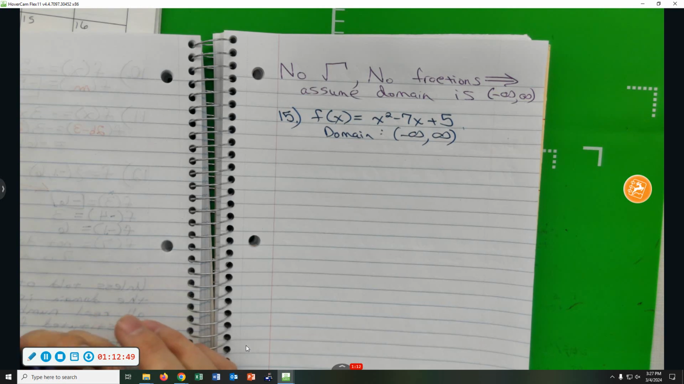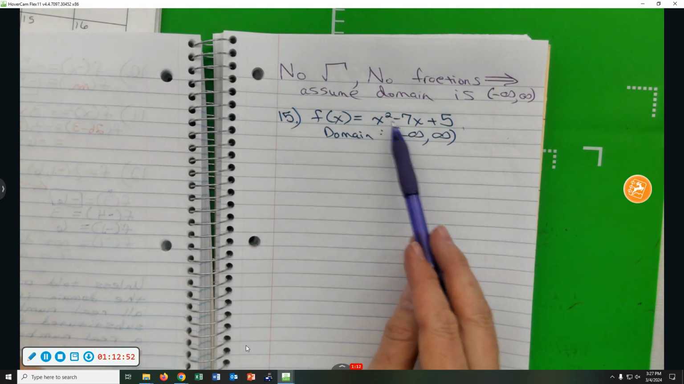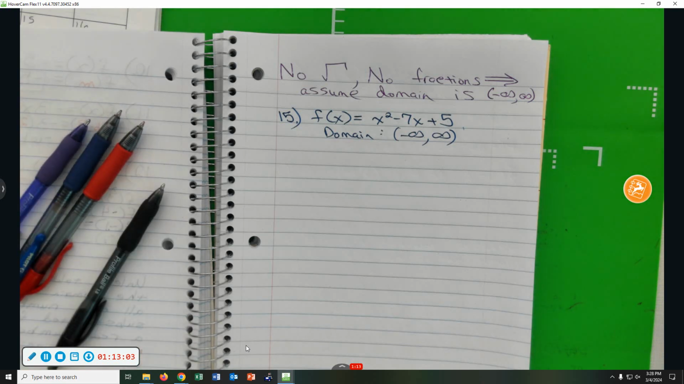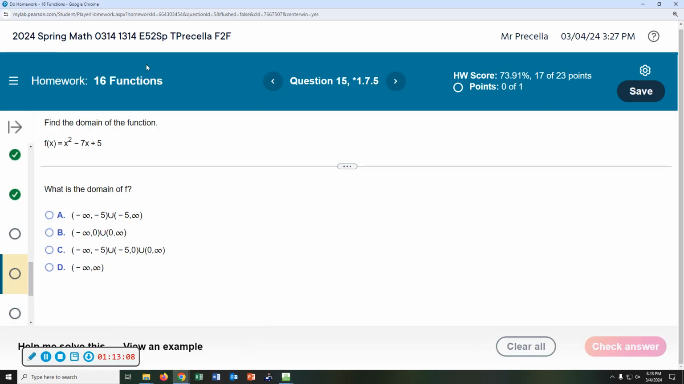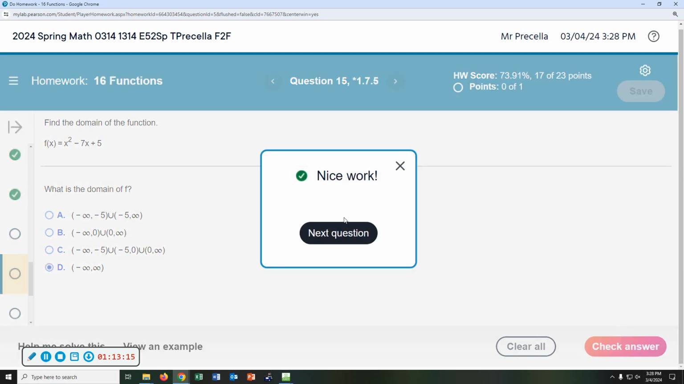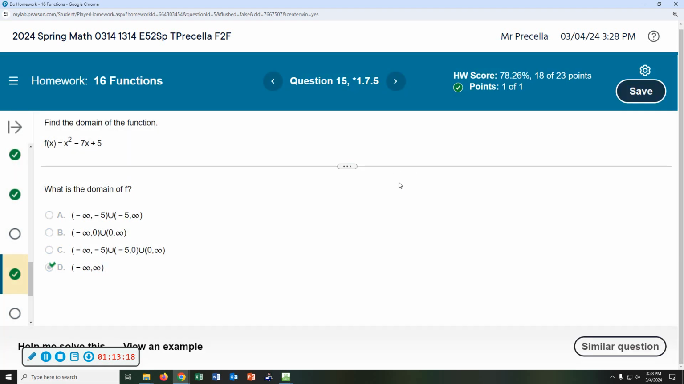Any questions there? Functions of this nature, well, that's a trinomial, but in general, we refer to those as polynomial functions. The domain of any polynomial function is all real numbers. So number 15, we select, looks like it's D, all real numbers. Any questions there? Now I want to back up to number 14.